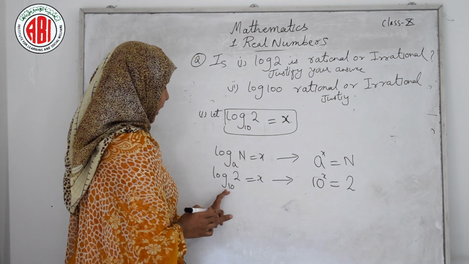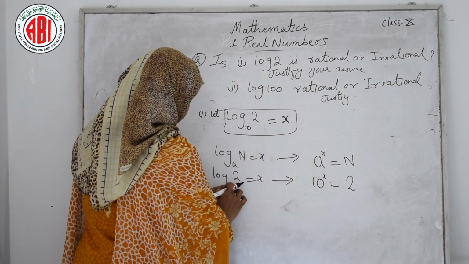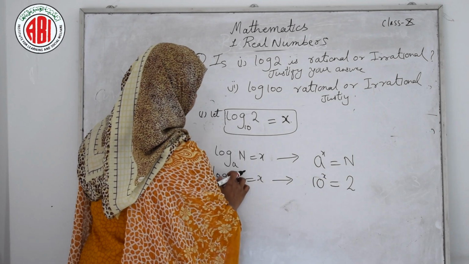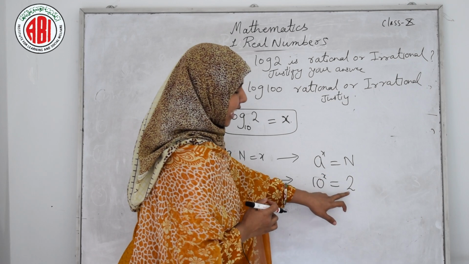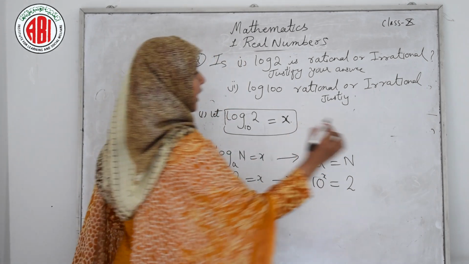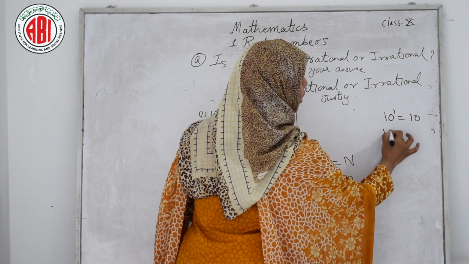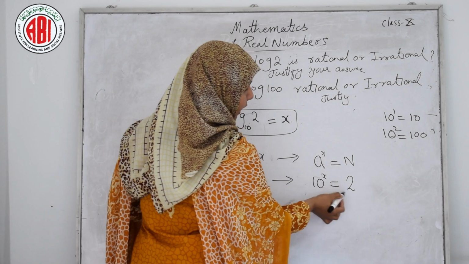So, log 2 base 10 is equal to x, that you convert in the exponential form. A is 10, exponent answer is x, and answer is 2. Can you tell me for what value of x you will get the answer 2? If we take 10 to the power 1, what is 10 to the power 1? 10. What is 10 square? 10 10 is 100. See, after taking 1 and 2, we are not getting the answer 2.